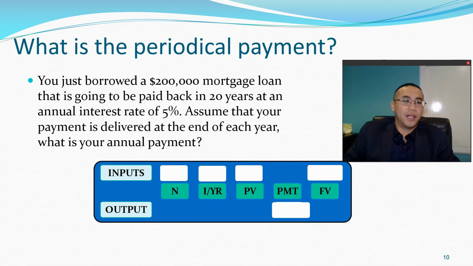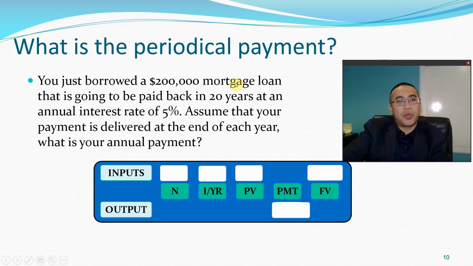All right, finally, we're going to talk about payment. And payment is the most difficult part, I would say, compared to solving for other factors. Right here, you have an example.